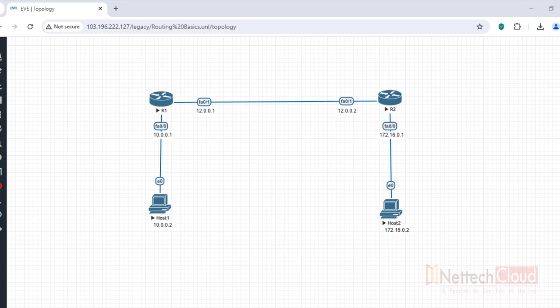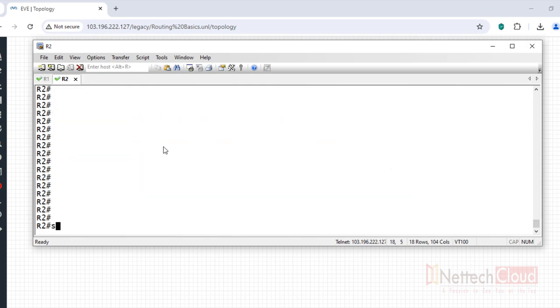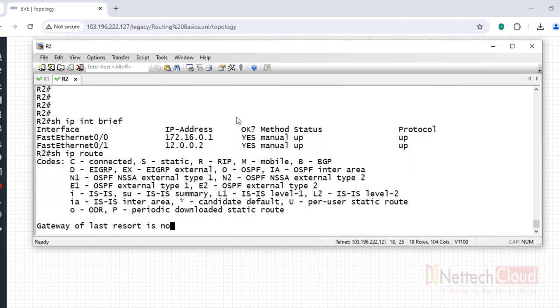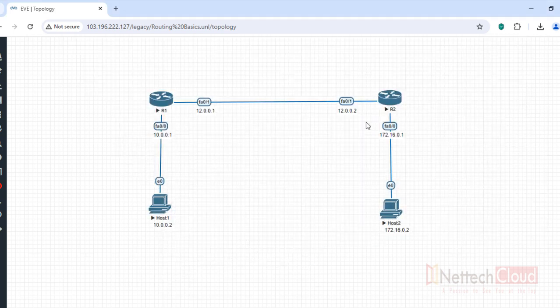So the segment between R1 and R2, yes, there is proper IP reachability. Host 1 to R1, yes, IP reachability is there. Even if we check the R2 interface here, show ip int brief, the interface is up. What about the routing table? There is a route even for the 10 network. The exit interface is correct, F0/1, F0/1, right?